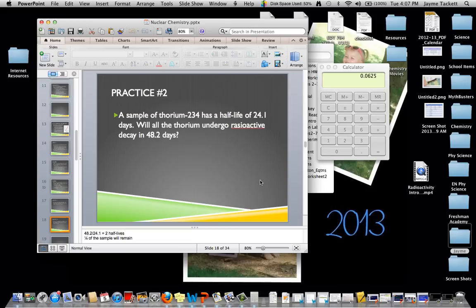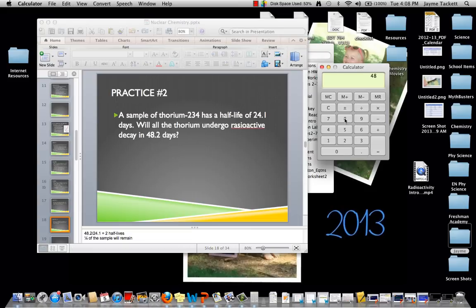So again, the first step is we have to figure out how many half-lives have occurred. So if we take 48.2, which is our total time, and divide it by the time of one half-life, which is 24.1, we get a total of 2, which means that in this amount of time, we are going to have 2 half-lives occur. So it doesn't matter what the sample is that we're starting with. Basically, this question is just general. It's wanting to know how much of the sample is going to remain. So let's just say we start with 1.